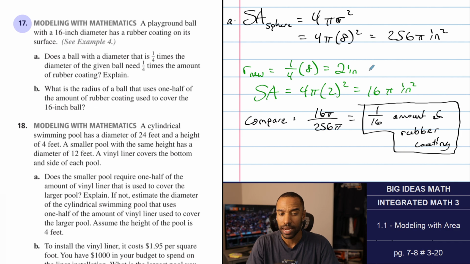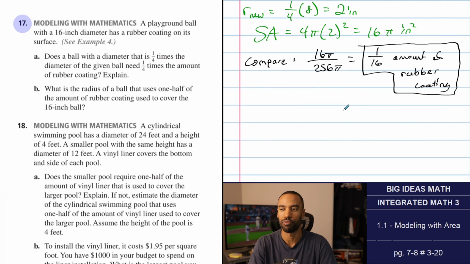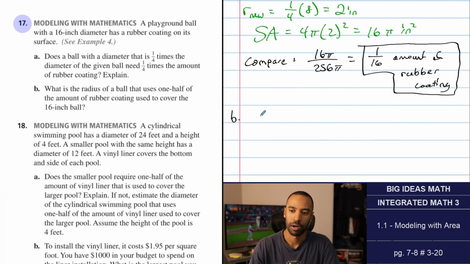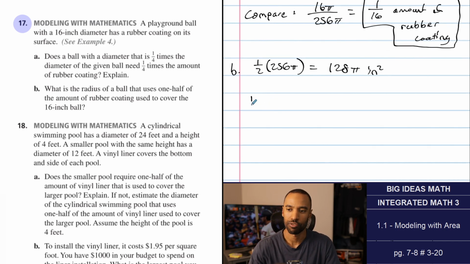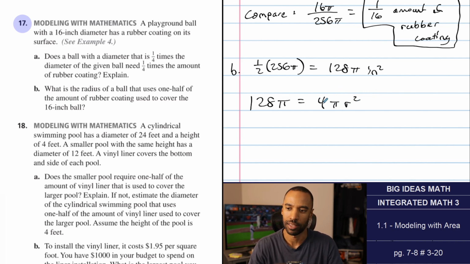Part B, what's the radius of a ball that uses 1/2 the amount of rubber coating used to cover the 16-inch ball? So this one's a little bit different. This time we have the surface area, if you will, because surface area should be half of 256. So part B, half of 256 pi is going to be 128 pi square inches. That's your surface area, and we need to find the radius for that. So 128 pi is 4 pi r squared. We need to find r in this scenario.